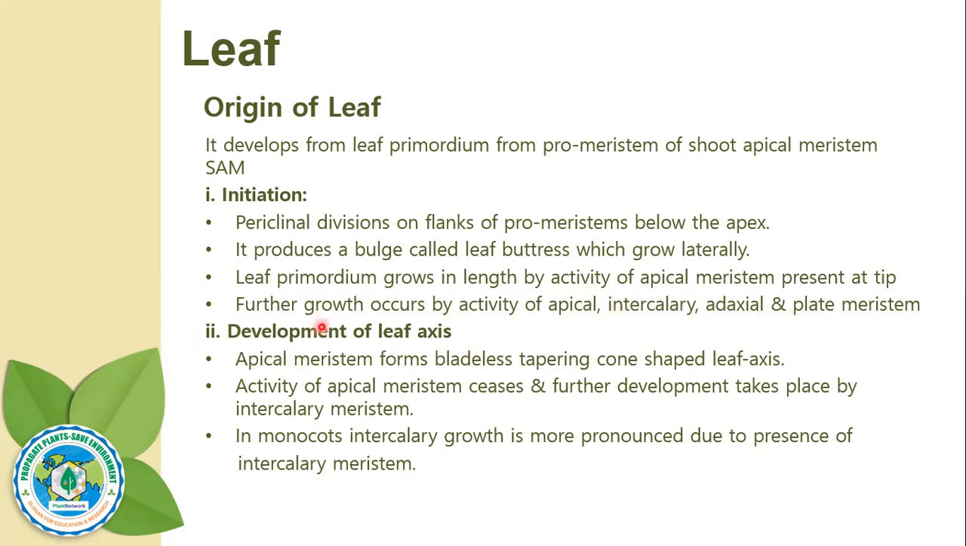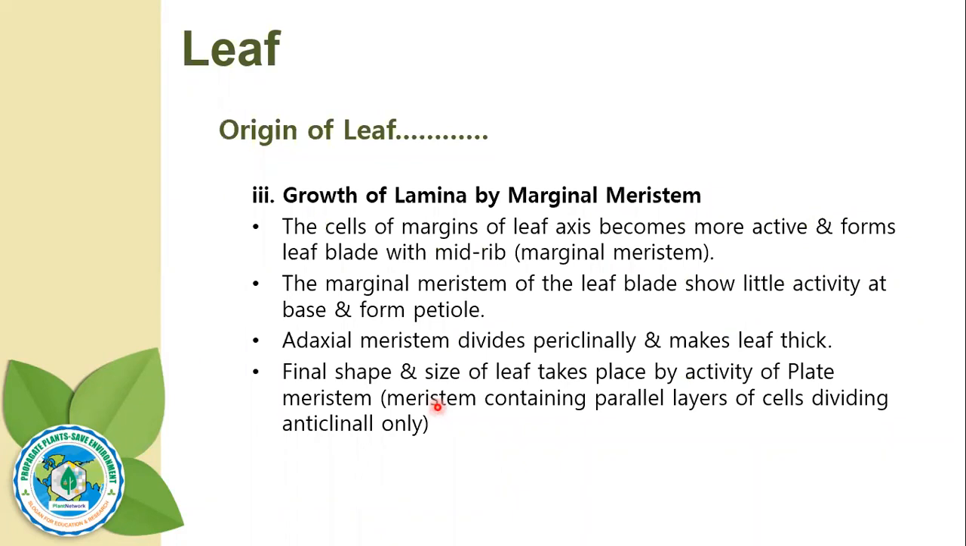Number two, the development of the leaf axis. The apical meristem forms a bladeless, tapering, cone-shaped leaf axis. The activity of the apical meristem ceases and further development takes place by the intercalary meristem. However, in monocots, intercalary growth is more pronounced due to the presence of the intercalary meristem.